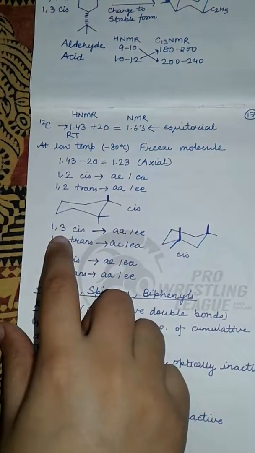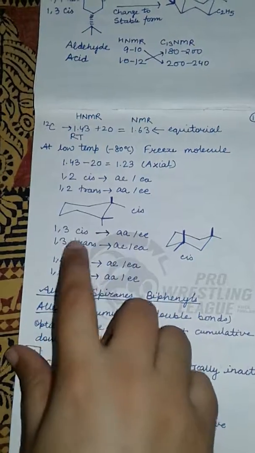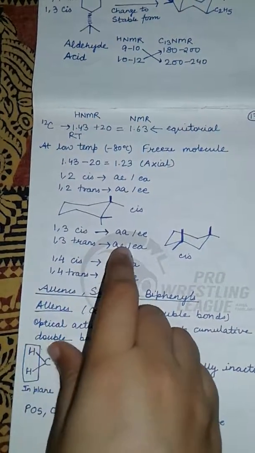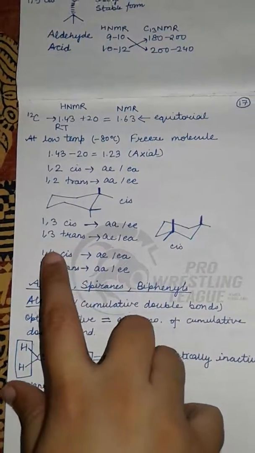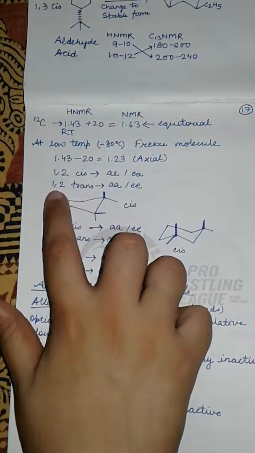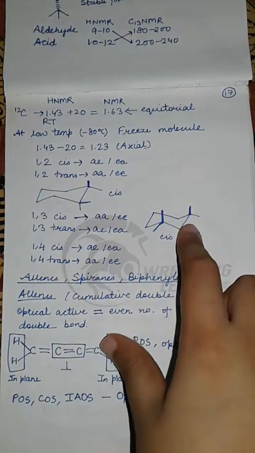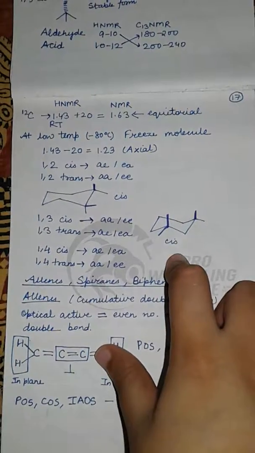For 1,3 cis, both should be equatorial or both axial. For 1,3 trans, one must be equatorial, the other axial. And 1,4 cis and 1,4 trans are the same as 1,2 cis and 1,2 trans. For this 1,3 position, this is axial, so that is cis.